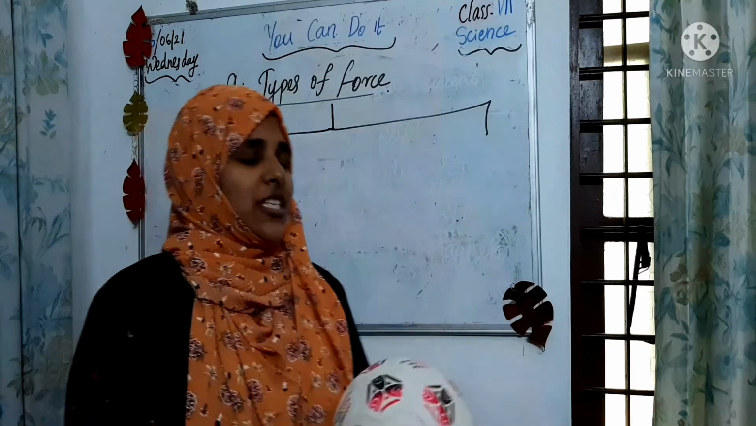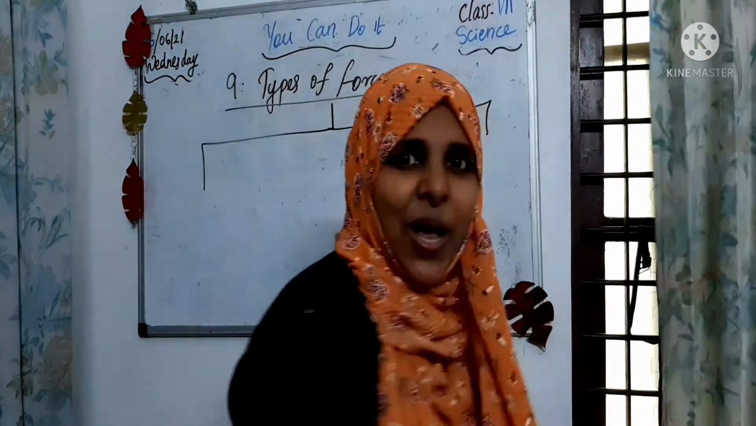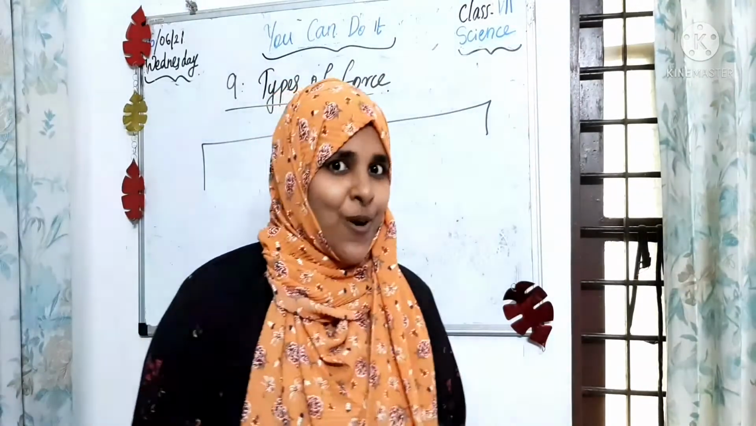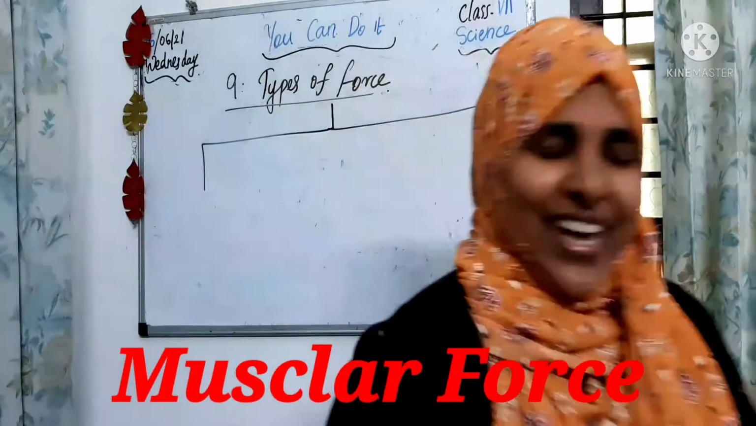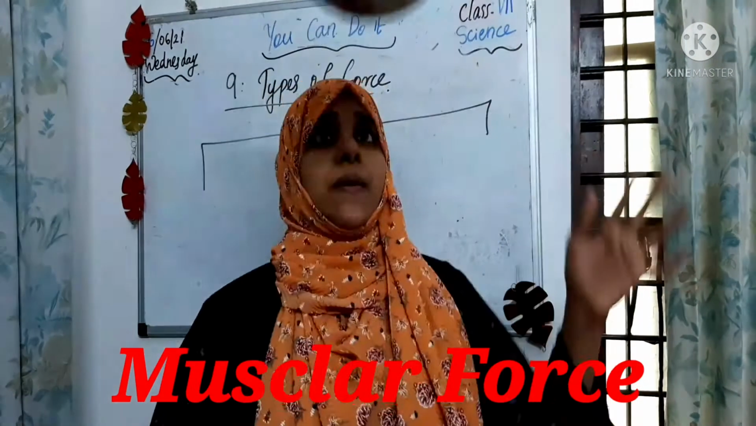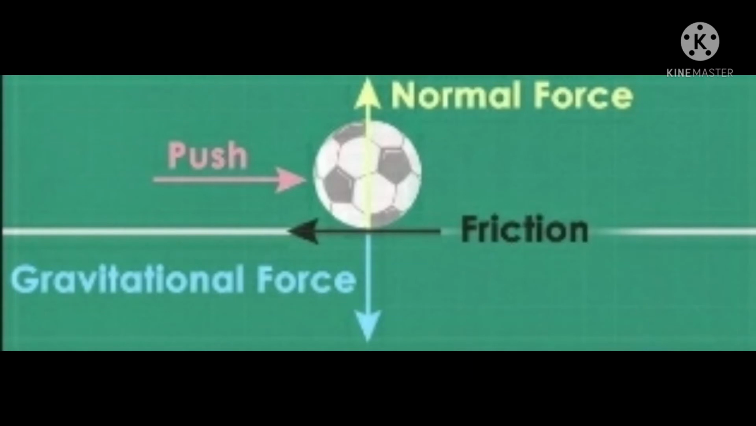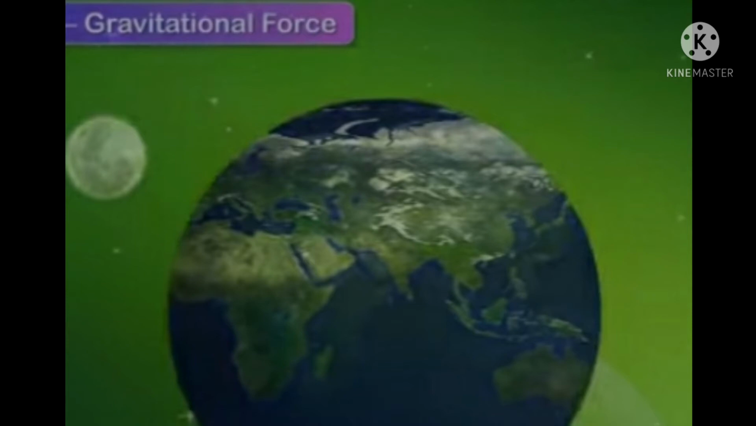Okay, what causes the football to move when it is kicked? What happened, children? Actually, I used my force, is it? This force we can call muscular force. Okay, students, when I kick a ball, I am using my muscular force. Okay, I'm kicking it. What happens? The ball goes up and then falls down again. This happens because of the force exerted by the earth on the ball. This force we call gravity. So gravity pulls objects downwards towards the center of the earth.